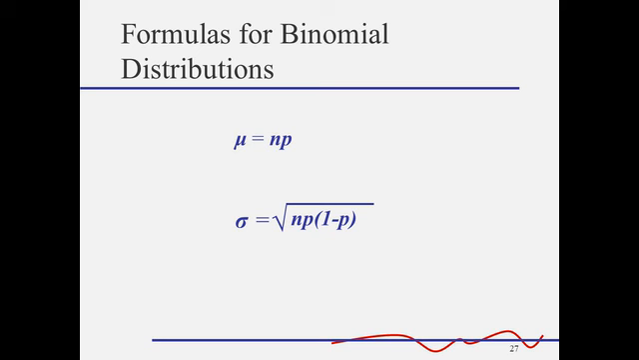One of the very best things about binomial distributions is that it simplifies the formulas for the mean and standard deviation. For any binomial distribution, the formulas we learned back in section 6.1 will simplify to these formulas, which are so much easier to calculate.